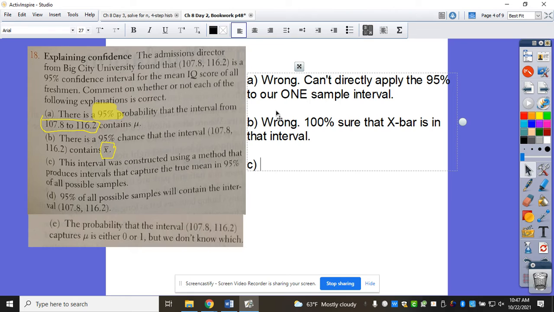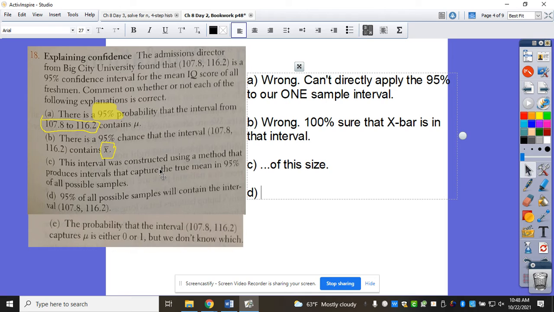C, this interval was constructed using a method that produced intervals that capture the true mean in 95% of all possible samples. Yes, no, anything bad, anything good? Guesses? The only thing I would possibly add to this, now this one is technically true, but what would I add to all possible samples? And I think it should have had that included on the end to be more specific.